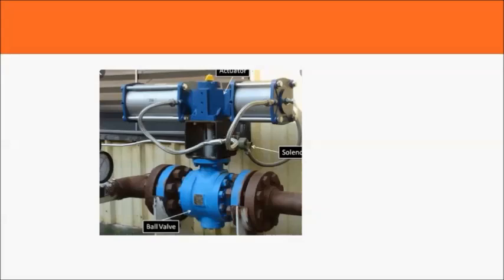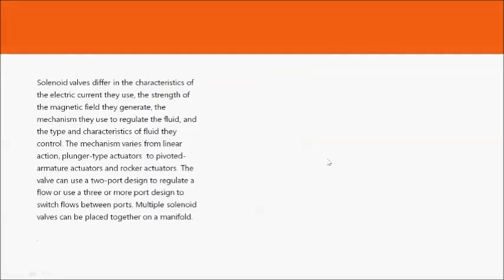Okay. Next, we will discuss what's the use of a solenoid. Solenoid valves differ in characteristics: the electric current they use, the strength of the magnetic field they generate. It means if you are using the solenoid valve in the picture, you are familiar with electromagnet. What is the use of electromagnet? This is the same as a solenoid. The electric is converted into what output? Magnetism. It means it magnetizes. Then, like in a motor, there is a motion or a mechanical energy output.